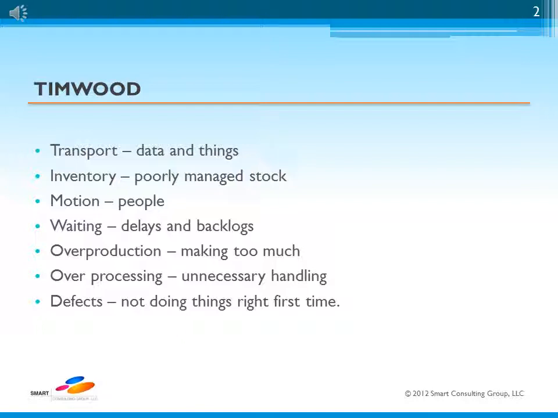M means motion, and this usually refers to the motion surrounding people and people movement around a facility and a process. W stands for waiting, and this includes delays and backlogs, both for data and in the process and for people. O stands for overproduction, which means making too much. O also stands for overprocessing, which can involve unnecessary handling of materials, data, and the like. D stands for defects, where things are not made right first time. So let's look at each one of these individually, starting with transport.